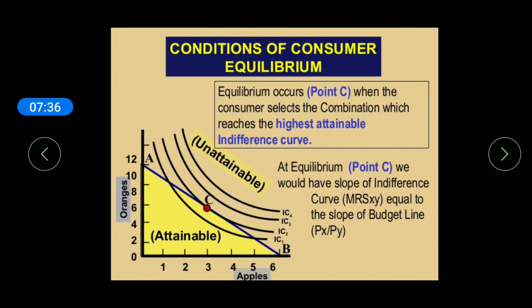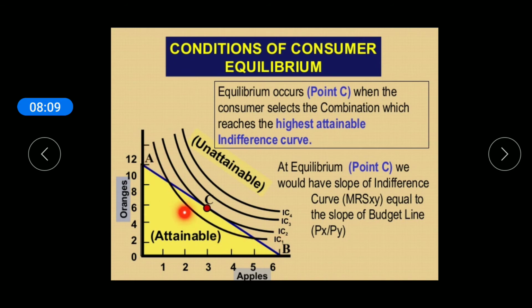Now students, equilibrium occurs at point C. Why? Because there are four indifference curves: IC4, IC3, IC2 and IC1. IC3 and IC4 are non-attainable. The combinations which lie on IC3 and IC4 are non-attainable because with the budget of the consumer, he cannot purchase any combination of IC3 and IC4, but he can purchase all combinations on IC2 and IC1.